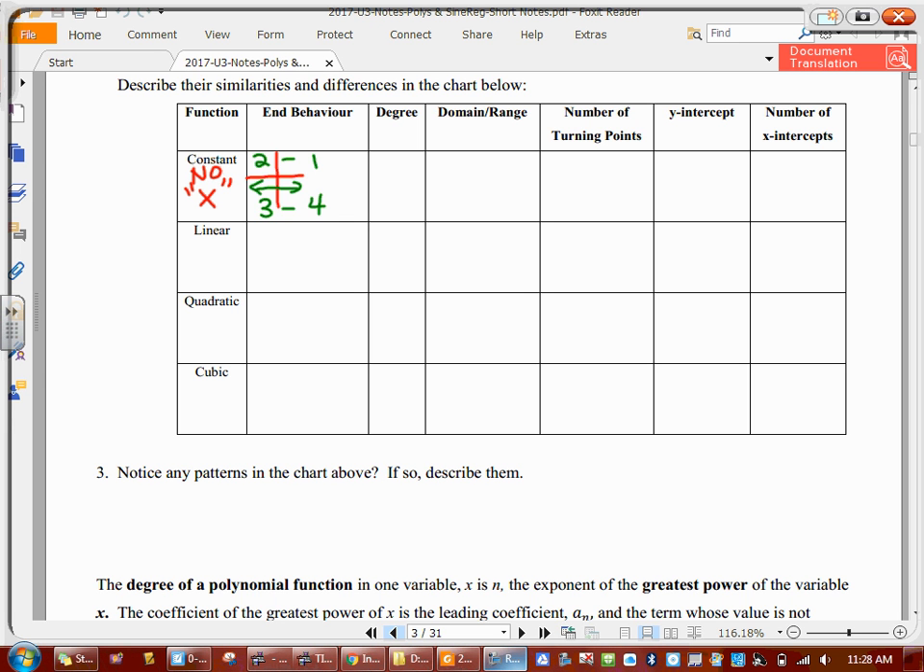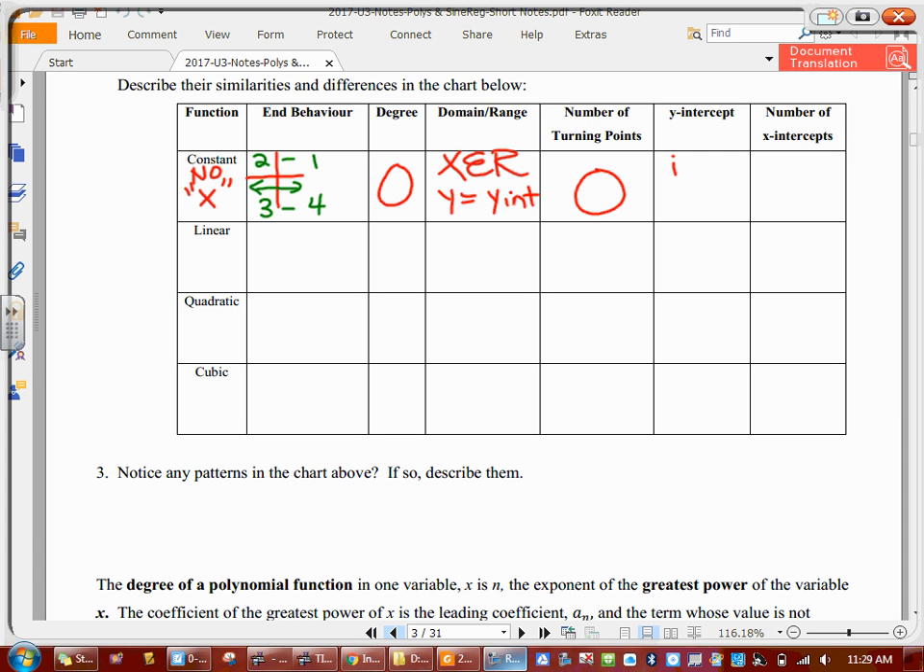Domain and range. Well, your domain will be x ∈ R, and your range is exactly equal to the number it touches on the y-axis. So it's y equals the y-intercept. Does this green graph change directions at all? Nope. So if it doesn't change directions, it cannot have turning points. The y-intercept is the number. So it's going to be y equals a number, the number it tells you.